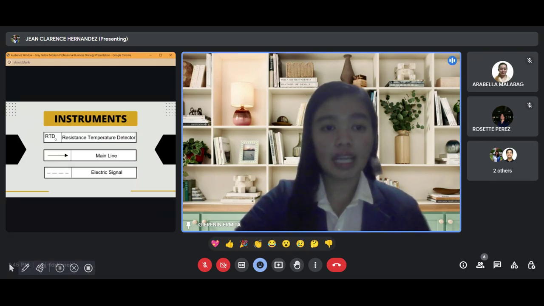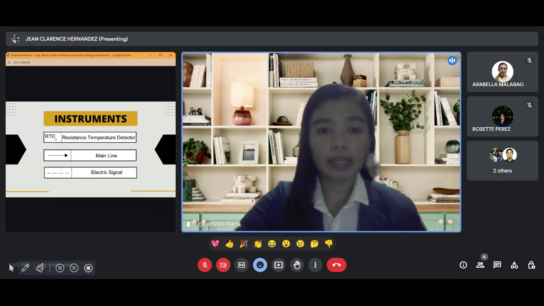Next is the resistance temperature detector, or the RTD. The purpose of the RTD in a glycol dehydration process is to serve as a critical temperature sensor, ensuring that absorption and regeneration phases occur at optimal temperature levels.